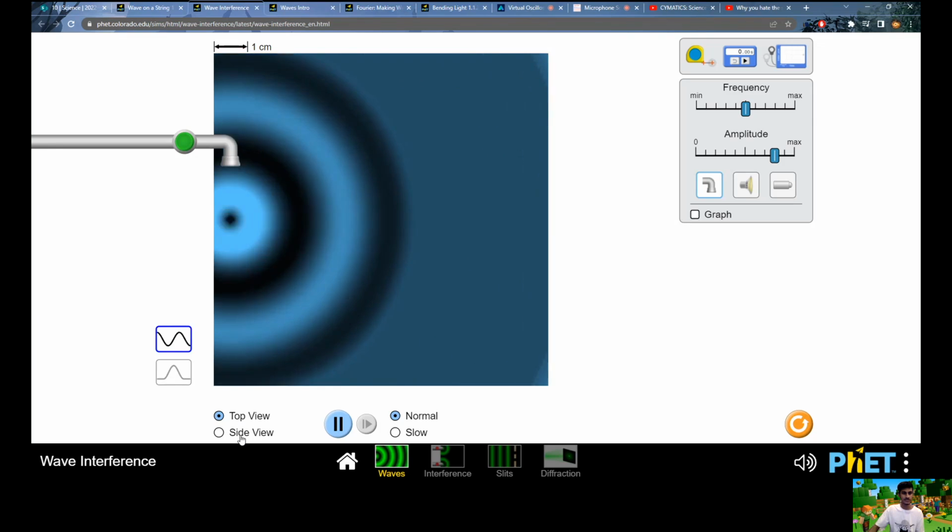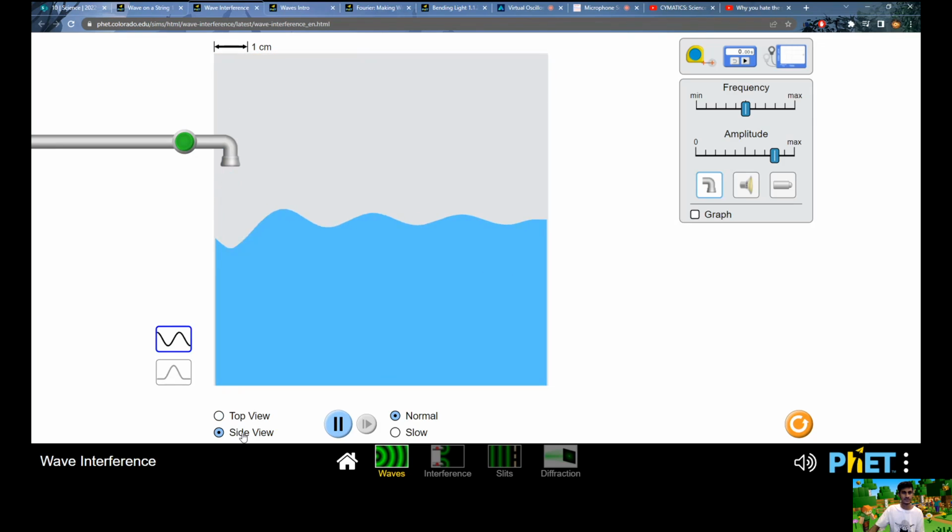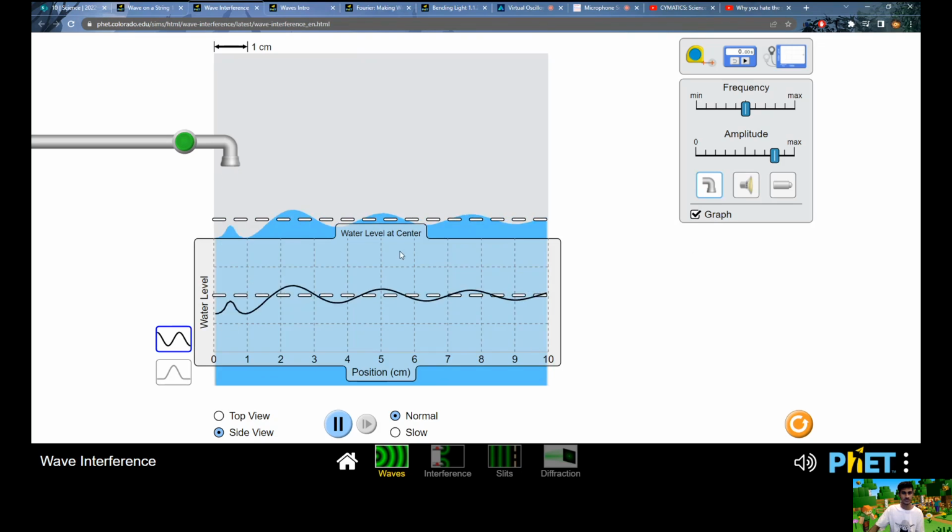This button here on the side lets us see what the wave looks like from the side view. And here we can see the crests and troughs. One thing you will notice, and especially if I put this graph box on, is you can see that the amplitude of the wave decreases over time. And that is what happens in reality because of damping that tends to reduce the amplitude of a wave.